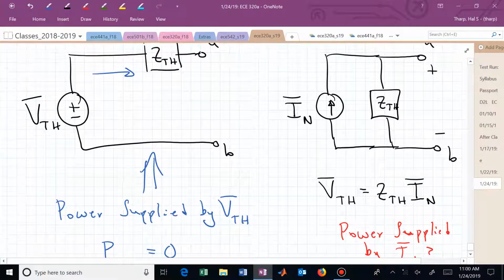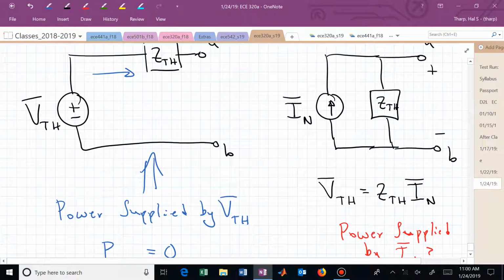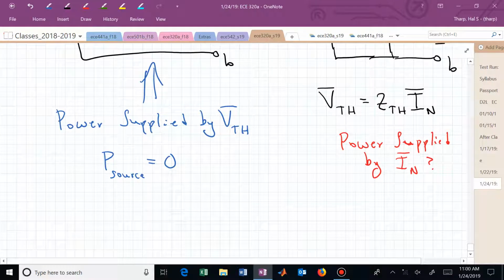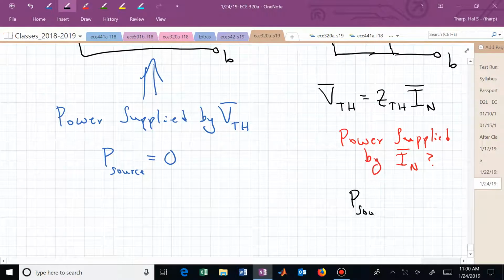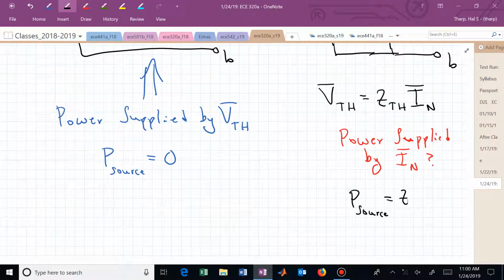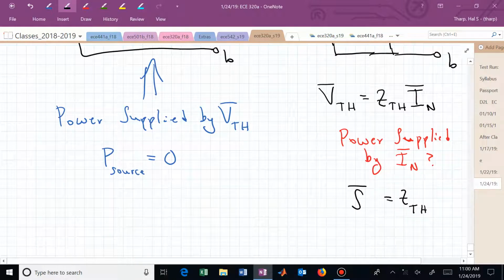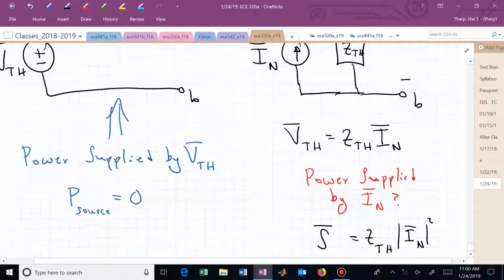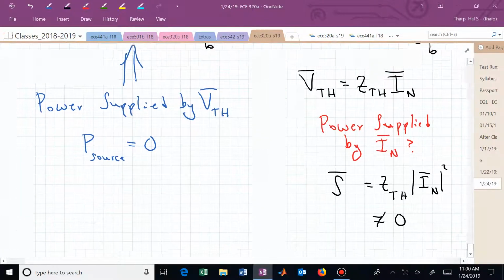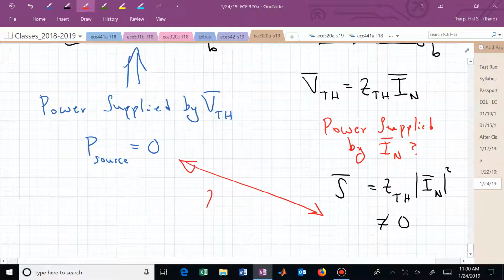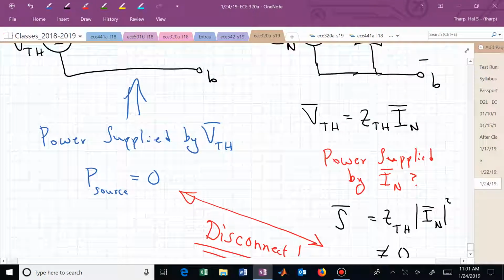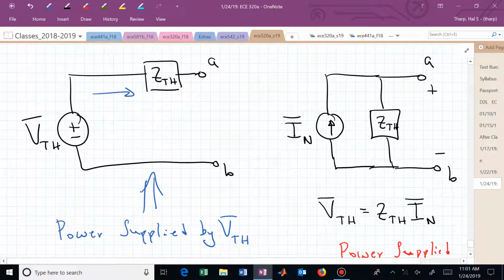What about over here? The power supplied by I sub n, now that is feeding Z Thevenin. And we know that that can be used to give us P of the source is now Z. Well, it could be complex. Let's just say the complex power here is Z Thevenin I Norton squared. And I Norton is non-zero, so we do have something that's not equal to 0, and you can see here is the disconnect.